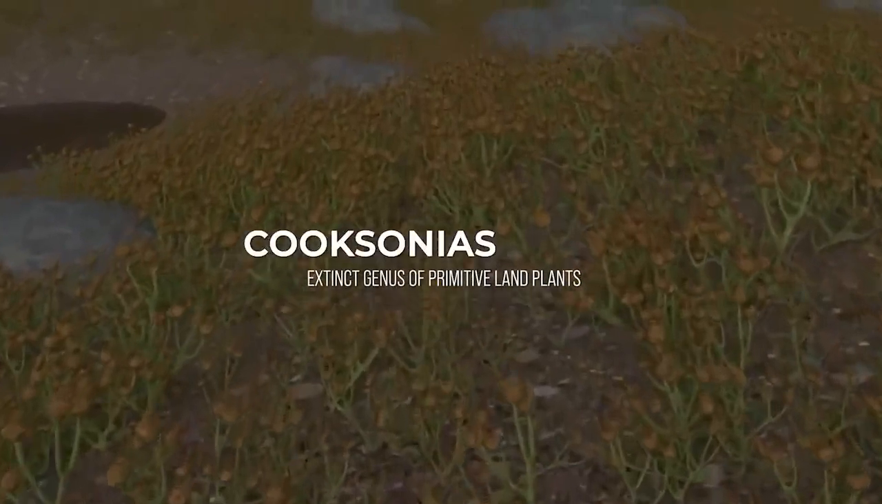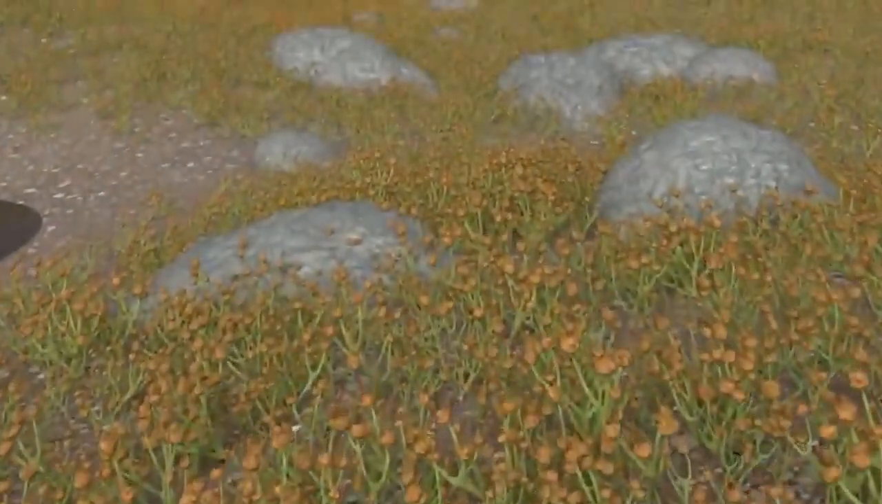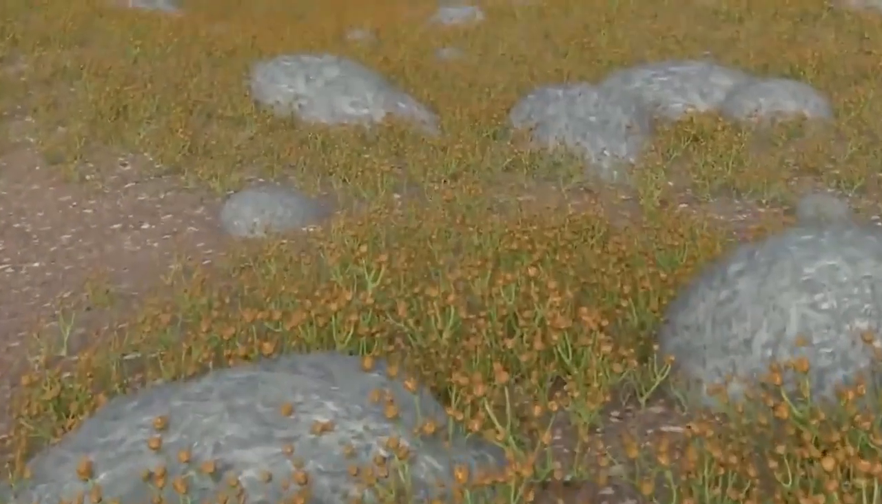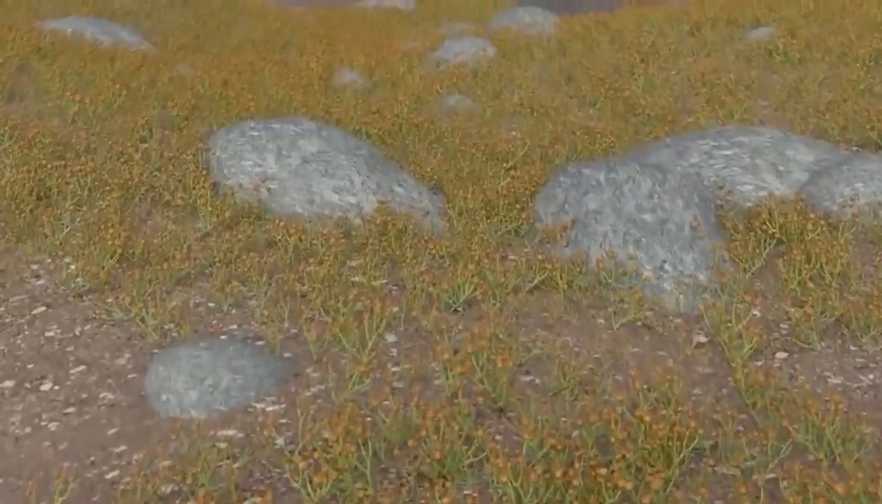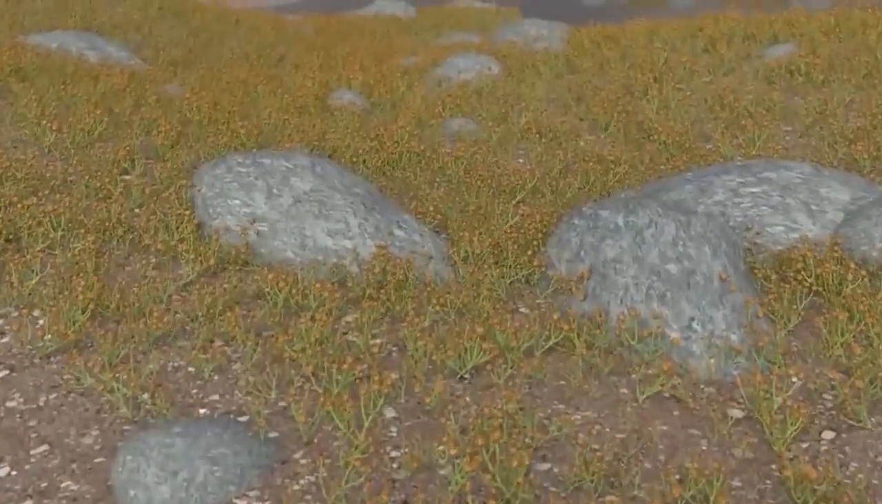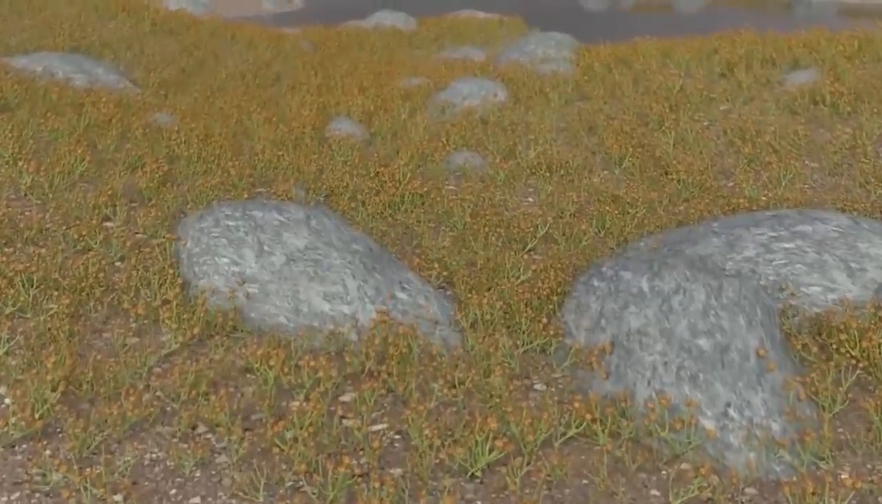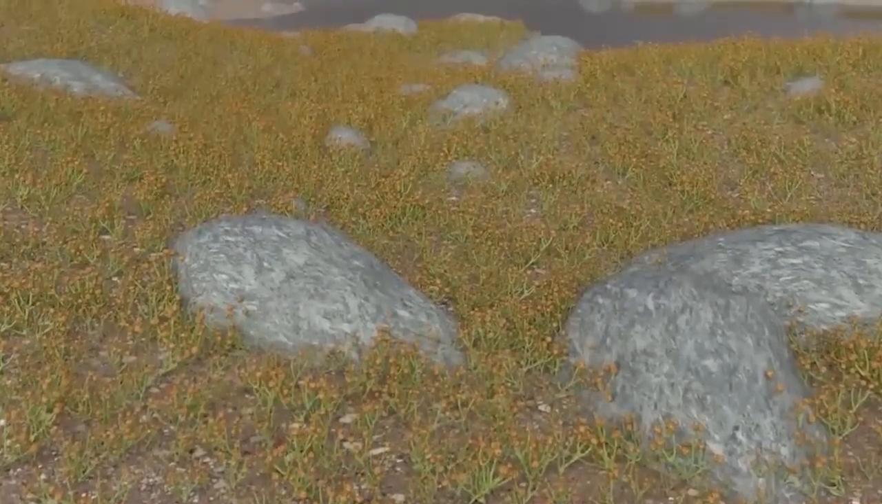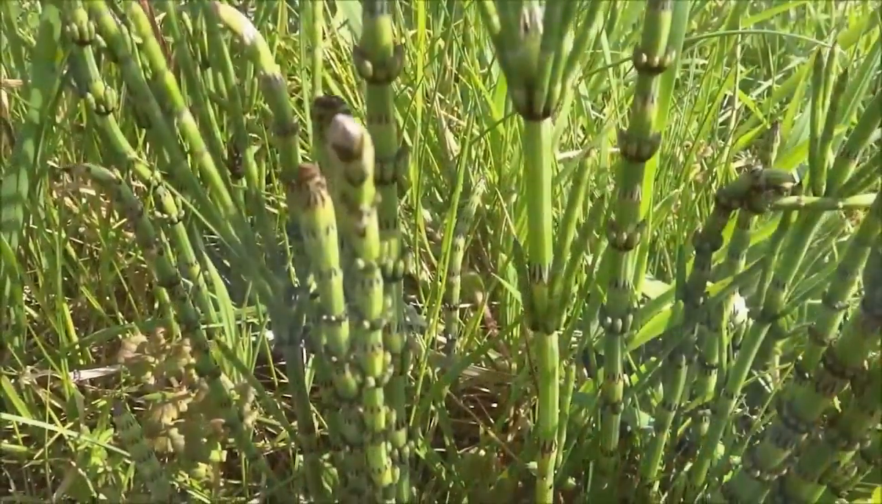Cooksonia are the first known plants with vascularized tissues. These plants are small, not exceeding 8 centimeters or 3 inches. They have a stem without leaves, flowers, or roots. Each branch ends in a sporangium, a rounded structure that contains spores. The Cooksonia are attached to the ground with thin ridges.